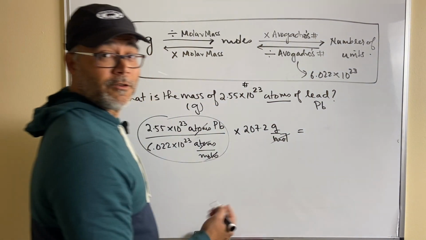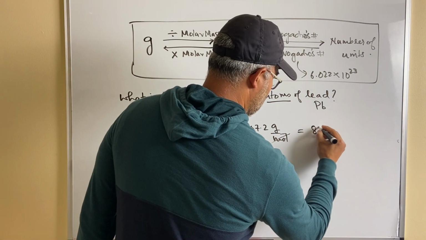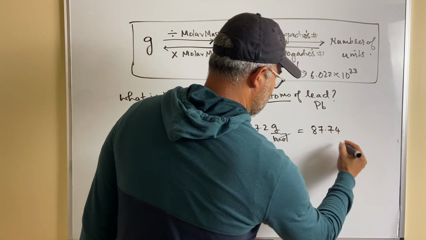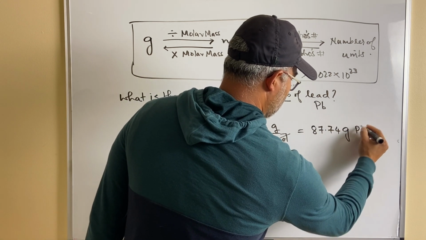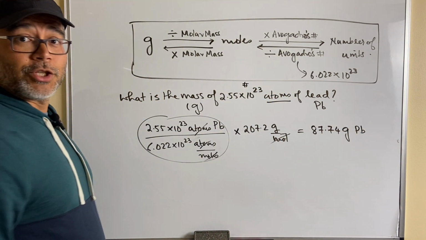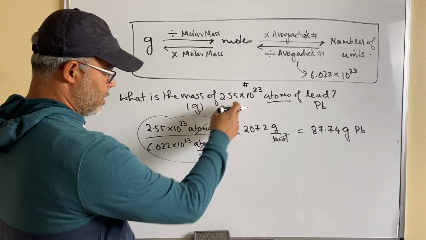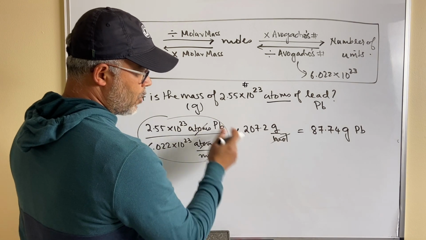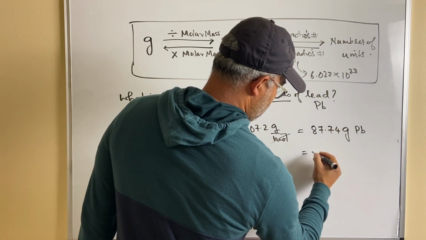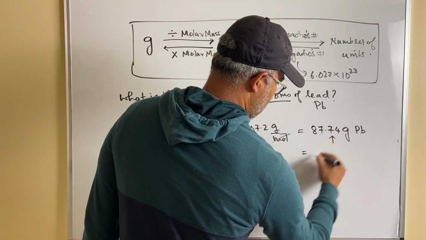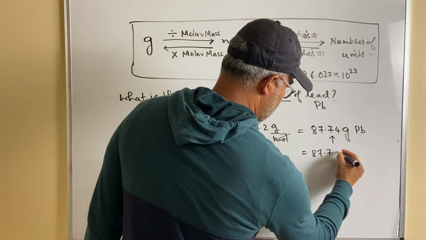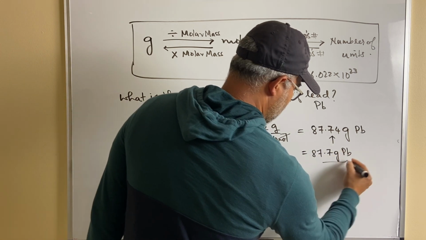So that gives me 87.74 grams of lead. Now let's check for significant figures. 3 significant figures out here were given to us, so we have to round to 3 significant figures, so we have to stop here. 87.7 grams of lead.